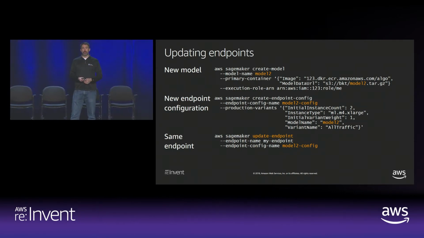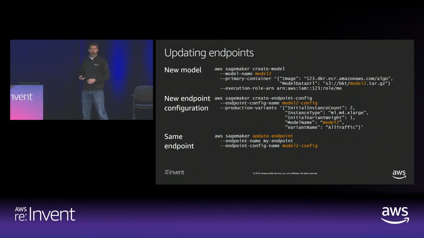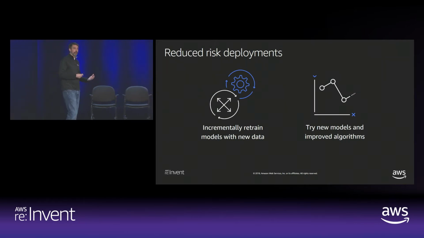And we'll point at that same endpoint name, my endpoint, but we'll use the model2-config instead. And that's all it takes to update.